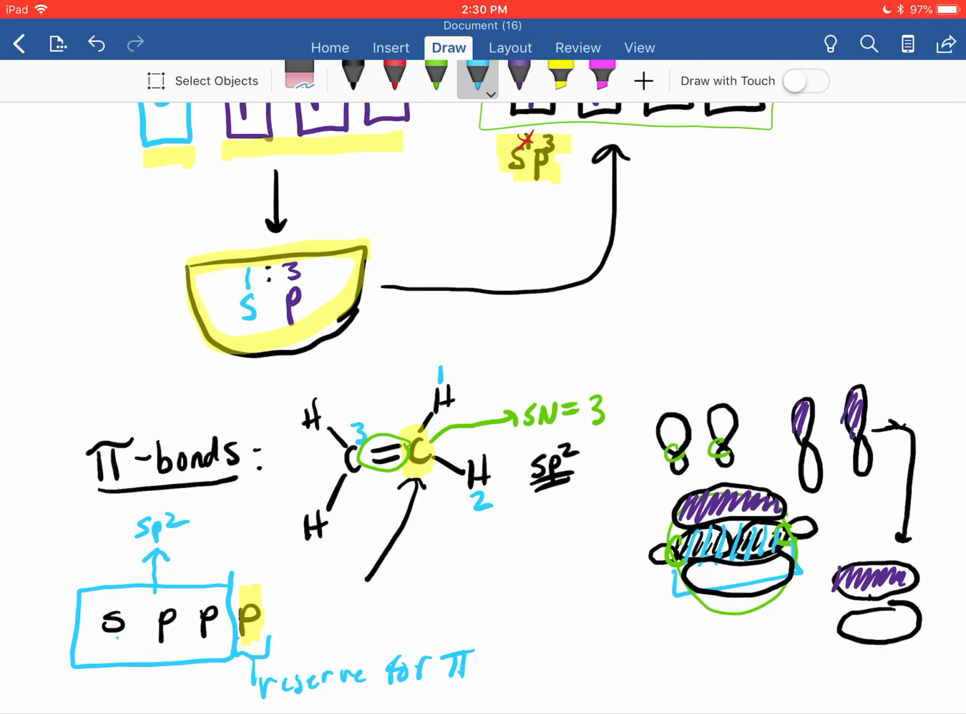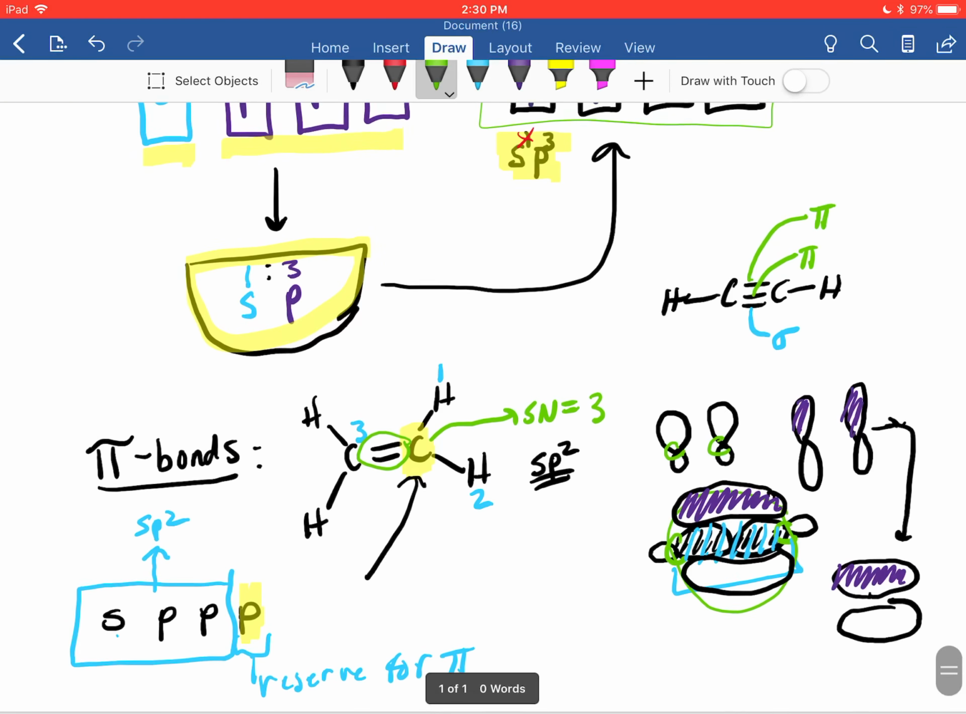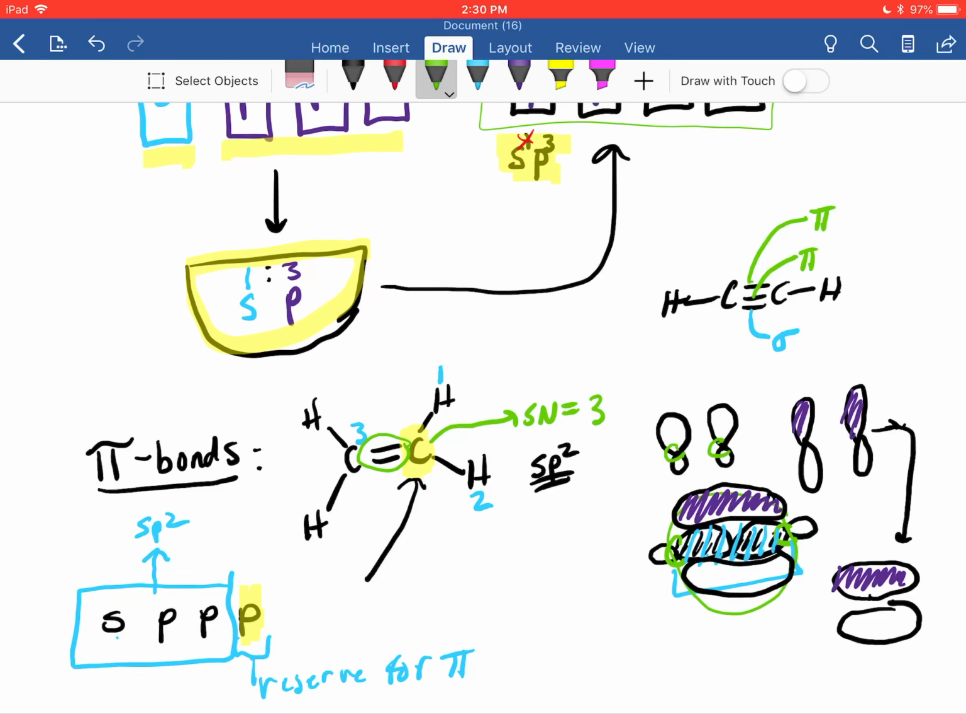And then likewise, if we have something like a triple bond, so let me go ahead and draw this here. If we have a triple bond to carbon, now I have a sigma bond and 2 pi bonds. So here I'm going to need to reserve 2 p orbitals on each carbon to be able to form those 2 pi bonds. So the hybridization of this carbon atom, if it initially has an s orbital and 3 p orbitals, and we have to reserve 2 for pi bonds, then what we're left with is sp. And so the hybridization of this carbon atom is going to be sp.